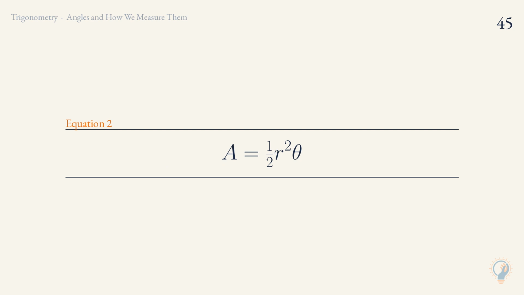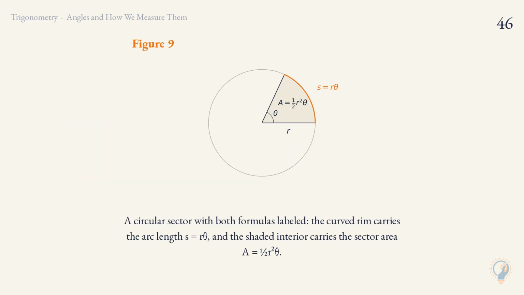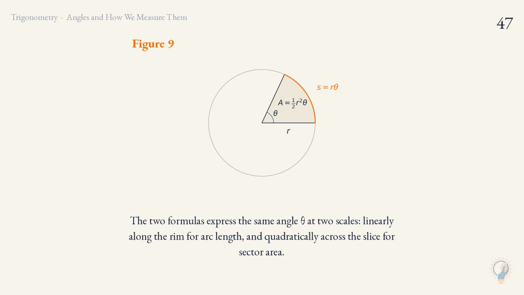The area of a circular sector, the pie slice region between 2 radii, equals 1/2 times the radius squared times the central angle theta. Figure 9. A circular sector with both formulas labeled. The curved rim carries the arc length s equals r theta, and the shaded interior carries the sector area A equals 1/2 r squared theta. The two formulas express the same angle theta at 2 scales, linearly along the rim for arc length and quadratically across the slice for sector area.